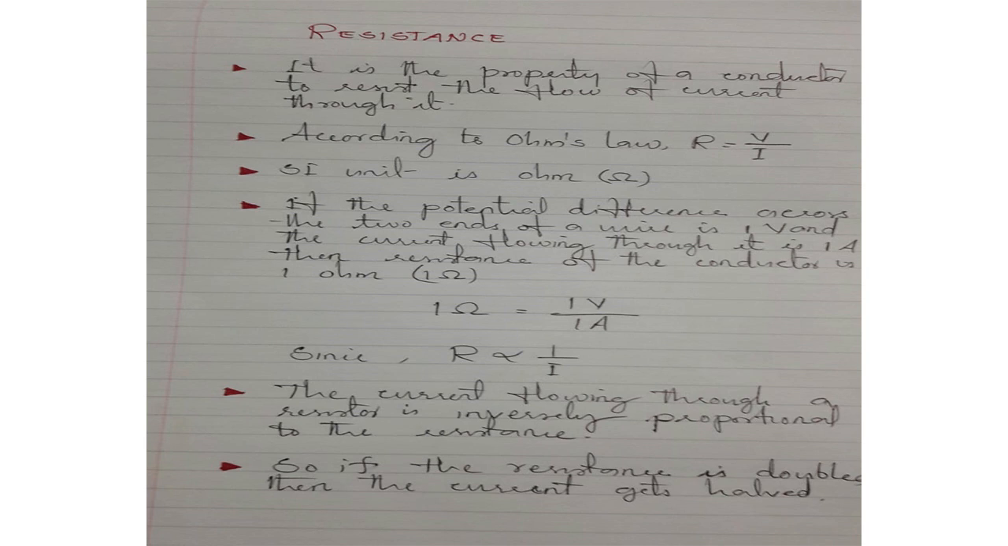That is why we define resistance as the property of a conductor to resist the flow of electric current through it. If resistance is doubled, then current gets halved. Again, if resistance is halved, the current gets doubled.